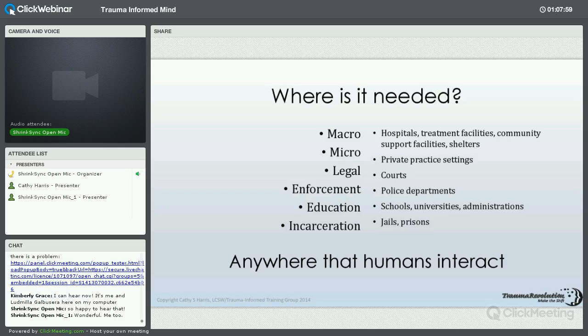So in the macro and micro worlds, such as hospitals, treatment facilities, community support facilities, homeless shelters. There are homeless shelters throughout the country now that are instituting trauma-informed training. Private practice settings, of course. We need to be aware of various things in those settings. I personally have worked in both macro and micro settings where trauma was treated, but in my opinion, trauma-informed thinking was not present in the facility or the environment.